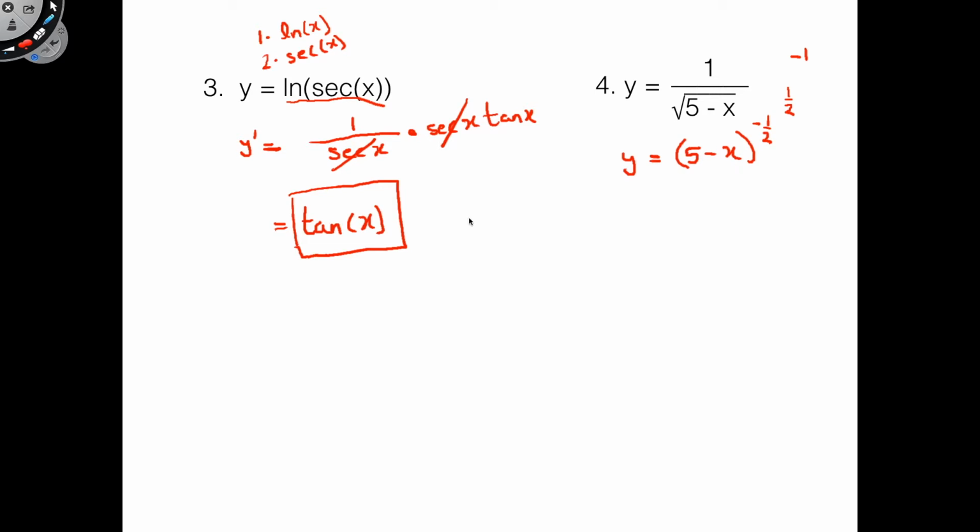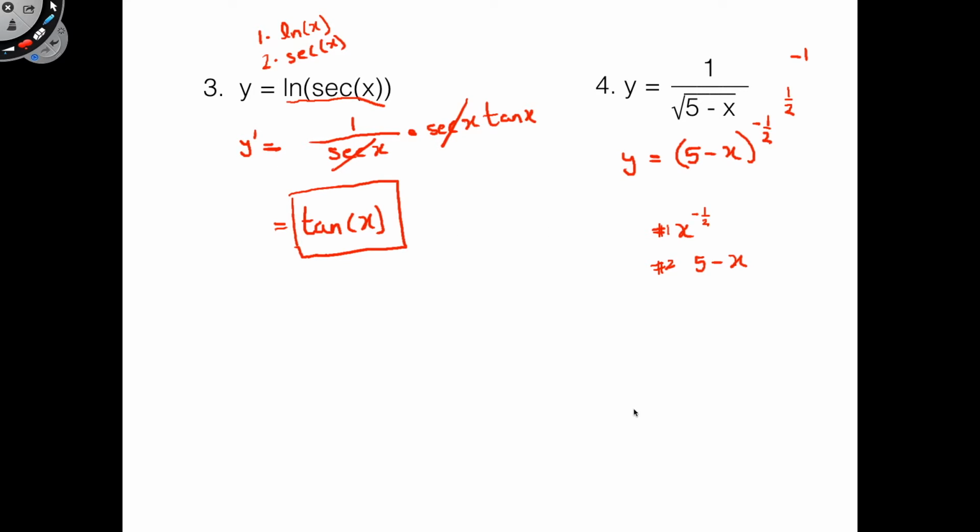Okay, so now let's identify our functions of x. Number one, we have the all-encompassing negative 1/2. So our first function would equal x to the negative 1/2, and our second function would equal 5 minus x. Right, so those are our two functions. That's pretty easy to identify. And now let's just do what we've always done, take the derivatives.